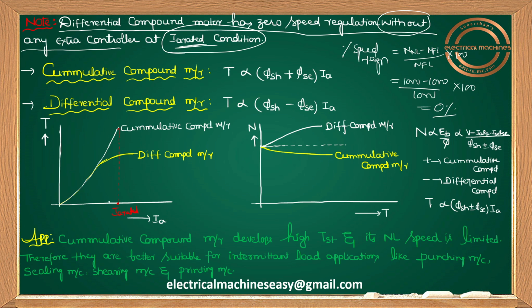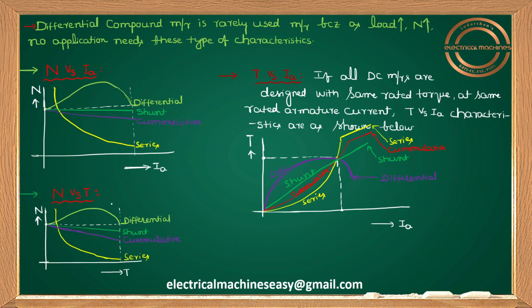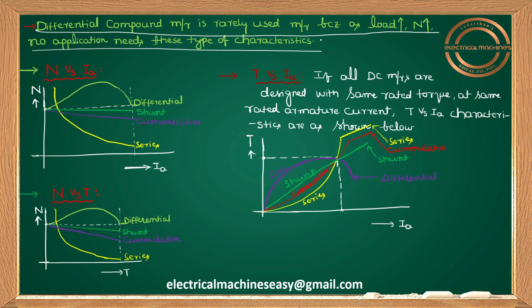Okay, so please let me underline that point. I had given it somewhere here. Yes, the differential compound motor is a rarely used motor because as load increases, speed increases. No application needs this type of characteristic. That's why it's a very rarely used motor. So please try to understand, guys. Very important from an examination point of view.